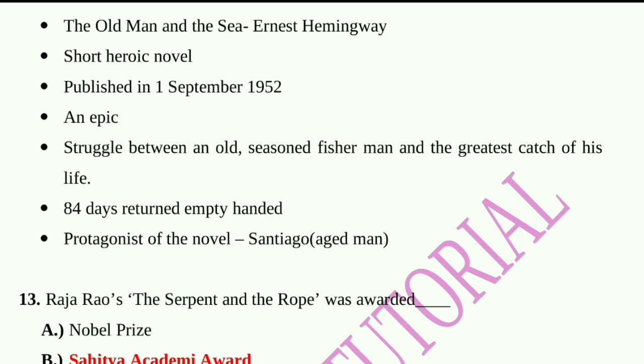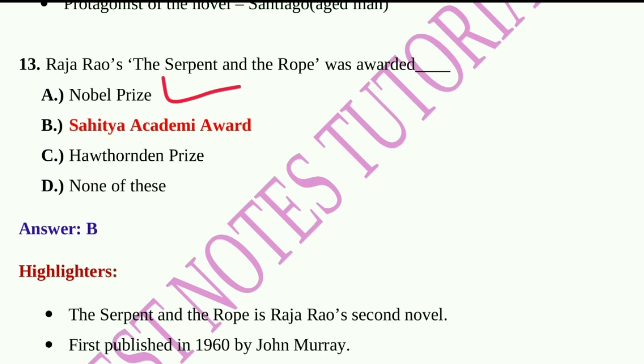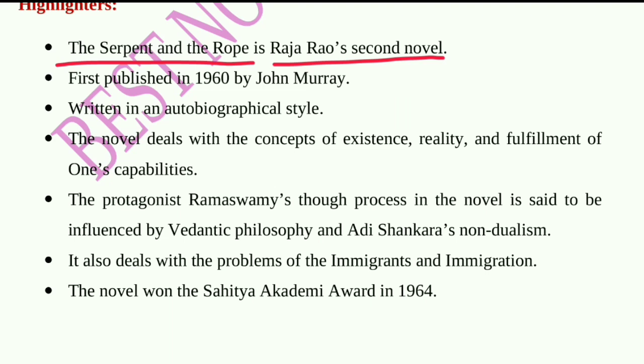Question number 13. Raja Rao's The Serpent and the Rope was awarded the Nobel Prize, Sahitya Akademi Award, Hawthornden Prize, or none of these. The Serpent and the Rope is Raja Rao's second novel, first published in 1960 by John Murray.